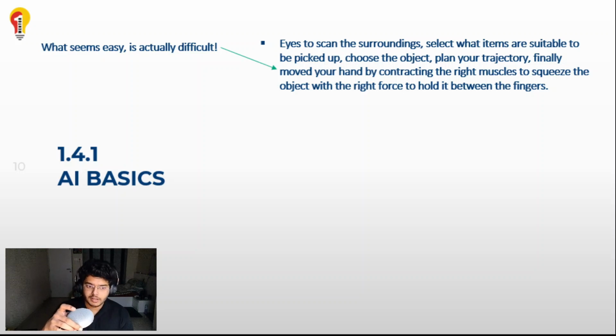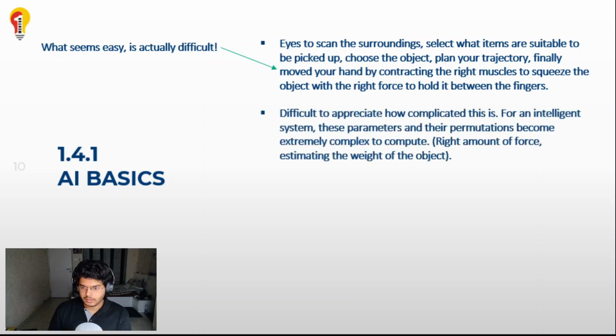And finally, I moved my hand by contracting the right muscles, my arm, my biceps, my elbow, my wrist, and finally, to squeeze the object with the right amount of force, I had to perform all these activities to hold it between my fingers. Now, this looks like a pretty simple process, but it is difficult to appreciate the complexity that a machine has to undertake to perform the same process.